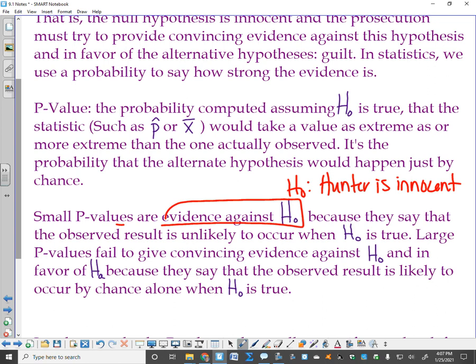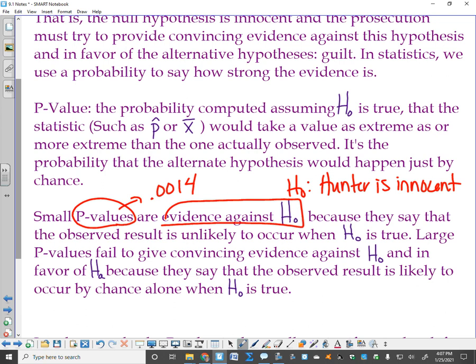So if the p-value of the ladder falling on me and killing me is tiny, like, I don't know, let's say 0.0014, so a 0.14% chance that that ladder is going to fall on me and kill me by chance, well, then that just ups the odds that Miss Hunter did it, that she kicked that ladder out from under me and killed me.